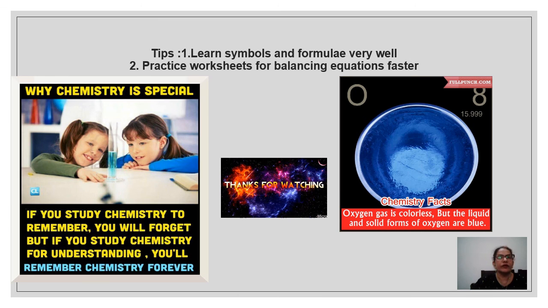So before I leave, I'll give you some tips: learn the symbols and formulae very well, because if your formula is incorrect, however much you struggle with balancing, you'll not be able to balance the equation. So your formula should be correct, your symbols should be correct. Okay. And the valencies in the formulae. Yes. Then practice these balancing worksheets because they're going to help you to balance the equations very well and make it very easy. Then I leave you with a few facts of chemistry and that's all for this video now.